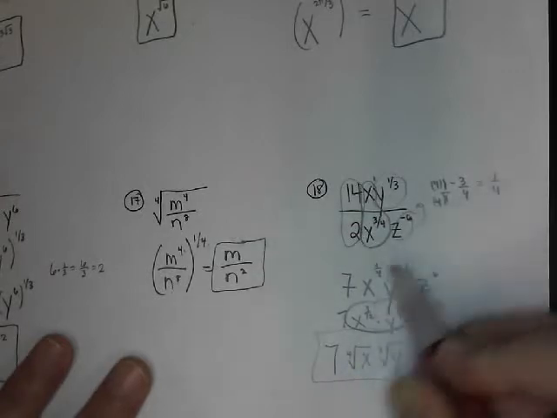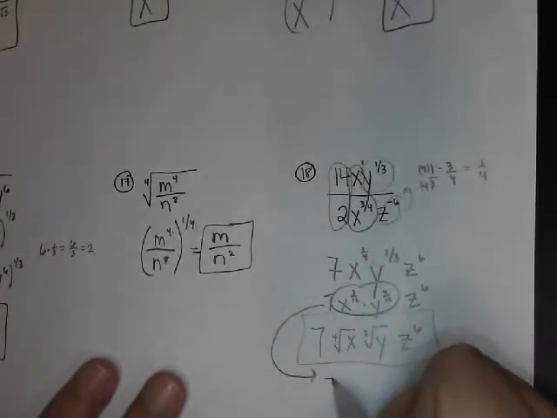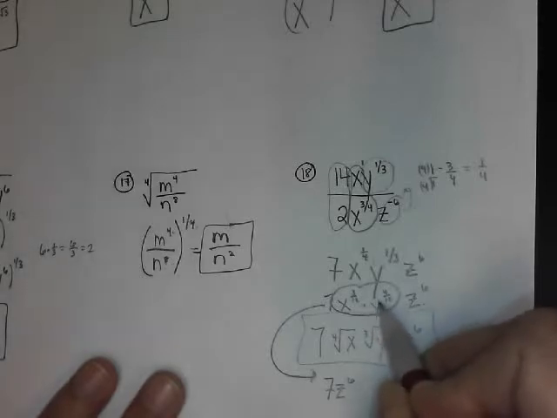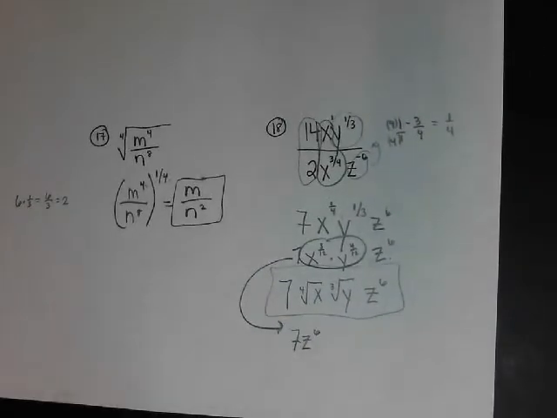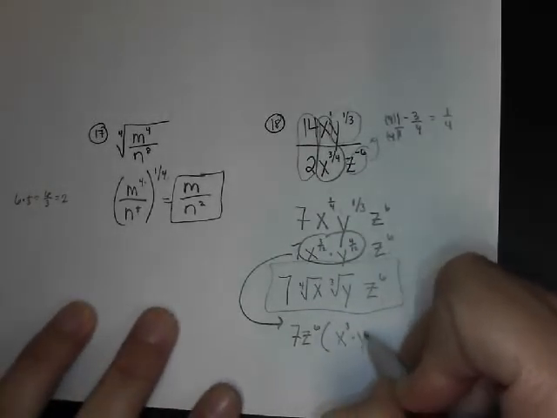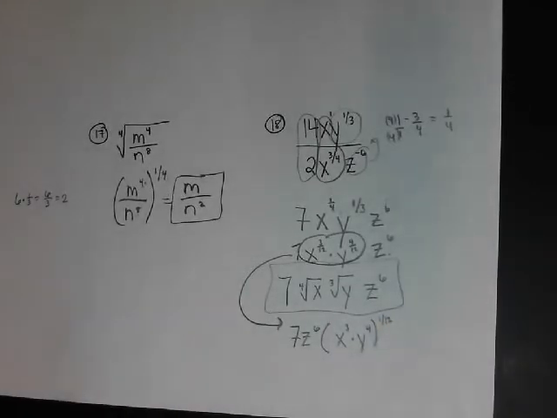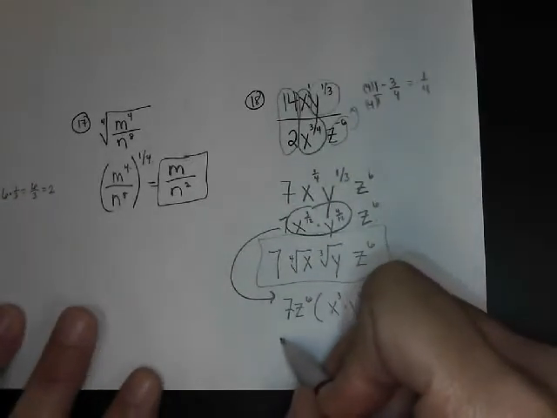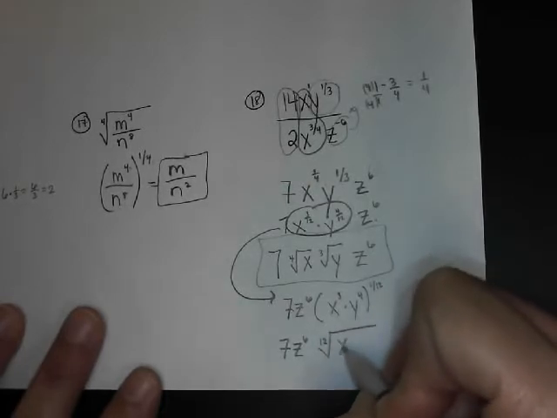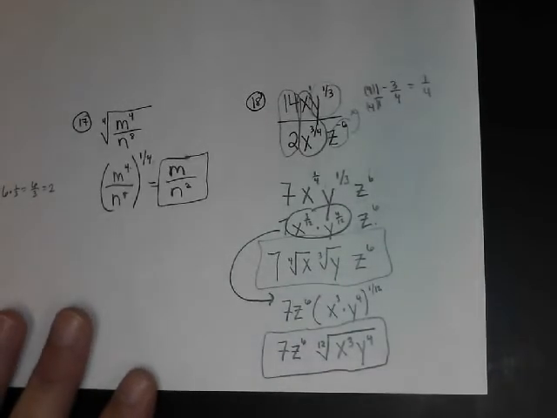But for these two, the reason they might do this is because we have a 7 and we have a z to the 6. But because both of these have a denominator of 12, they might choose to think of this as x to the 3rd times y to the 4th to the 1/12, and kind of bring that 12th out, and then you'd have 7z to the 6th, and then the 12th root of x to the 3rd, y to the 4th. So either one of those would work.